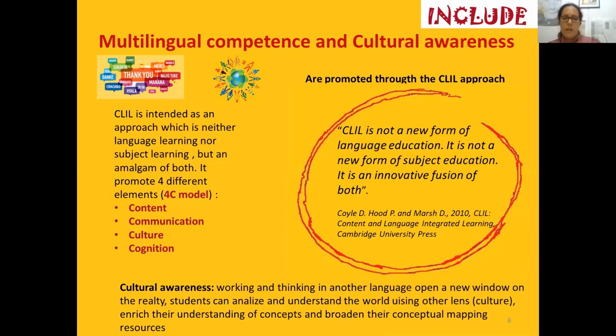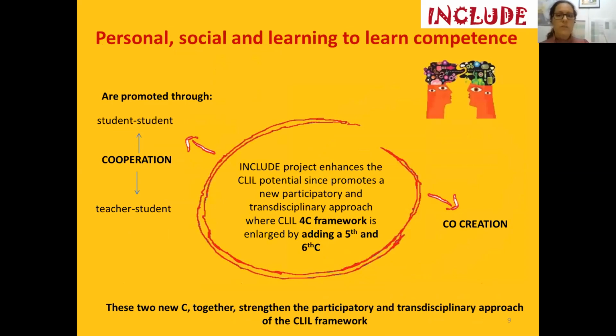So starting from these 4 axes: content, communication, culture, and cognition, Coyle, Hood, and Marsh developed the 4C model that, of course, improves multilingual competencies and cultural awareness. But Include tries to add 2 more Cs to this framework, namely cooperation and co-creation, that enhance and underline the transdisciplinary and participatory approach promoted by the Include approach, of course.